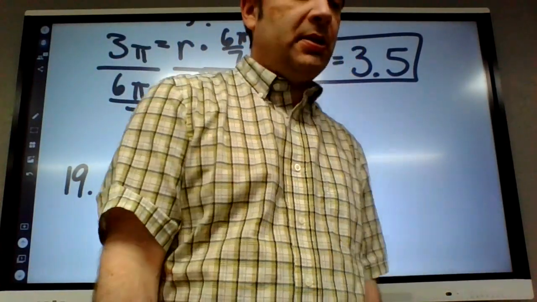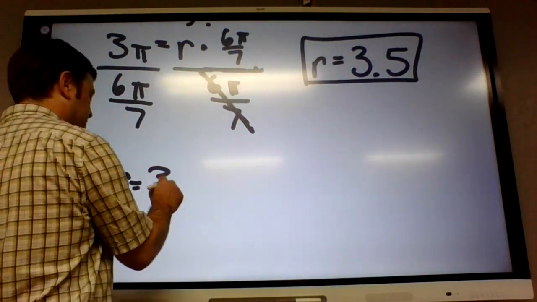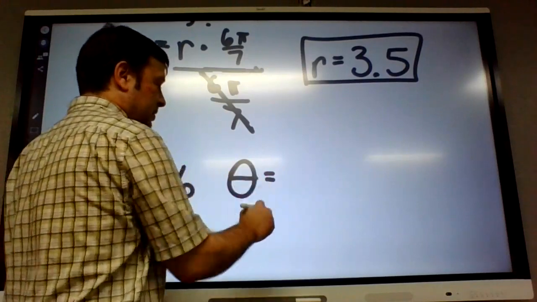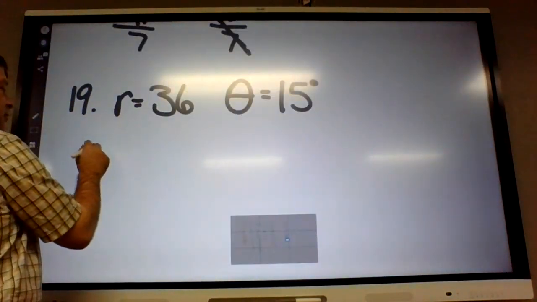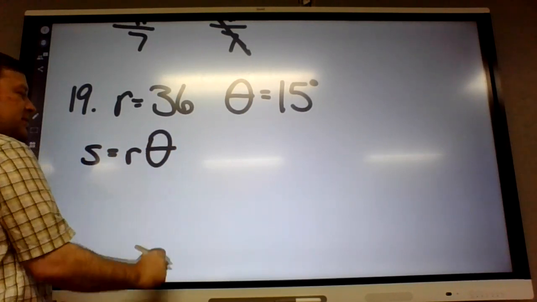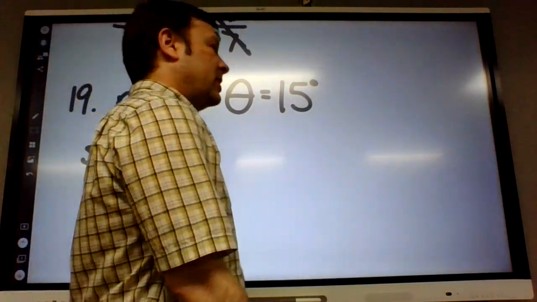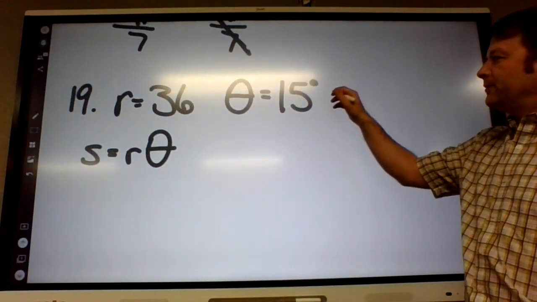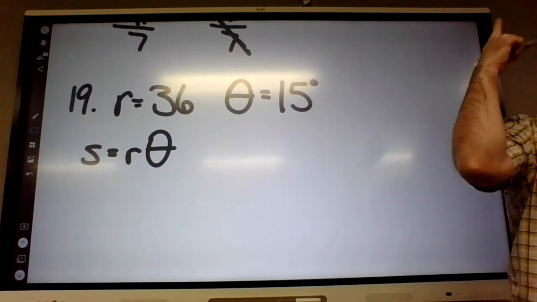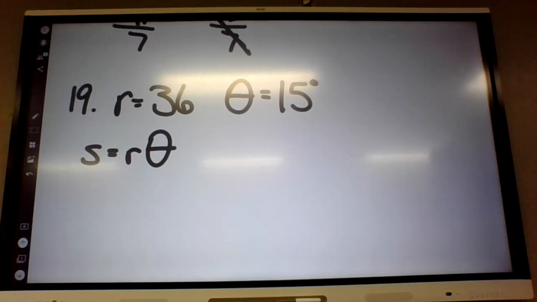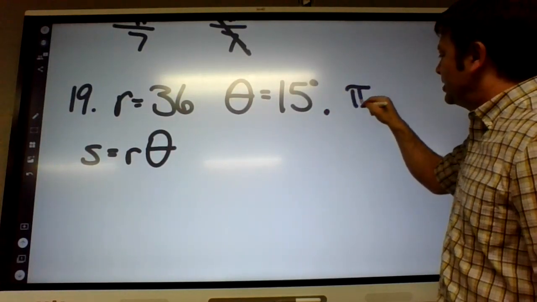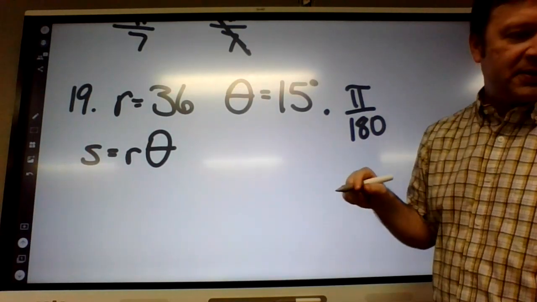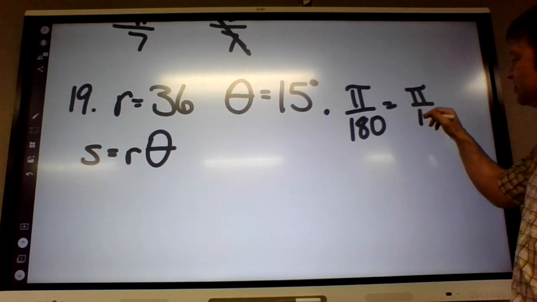Okay, 19. We have a little bit of a problem because their theta is 15 degrees. So what's the problem? A little formula that they gave us is made for radians, not degrees. So what are we going to do about it? We're going to convert 15 degrees into radians. And how did we do that earlier? Pi over 180. Yeah, actually 15 degrees we did on like number 5 or something. It came out as pi over 12 on number 5.